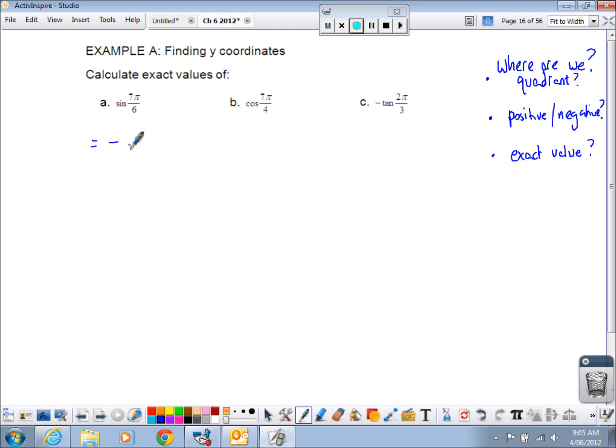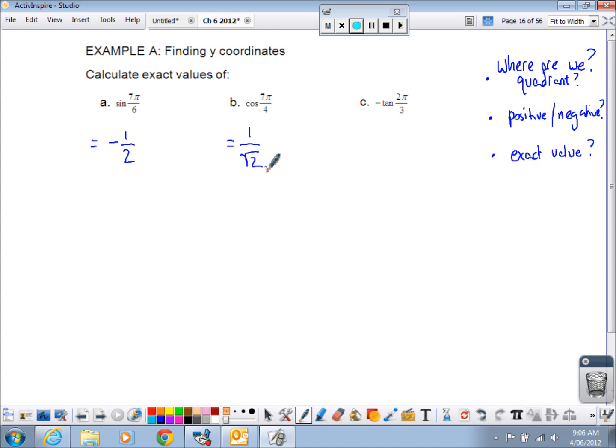Then we look at the denominator, ignoring the 7 pi on the top. Sine of pi on 6 from our table of exact values is a half, and that's it, we've got our answer. Sine of 7 pi on 6 was in the third quadrant where sine is negative, and from the table of exact values, sine of pi on 6 is a half. So that's our answer. Let's do another one, cos of 7 pi on 4. Where are we? 7 pi on 4 is in the fourth quadrant. Is cos negative or positive? It's positive. And from the table of exact values, what's cos of pi on 4? 1 on root 2.